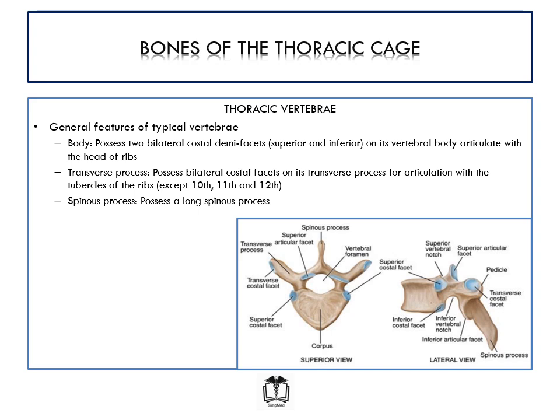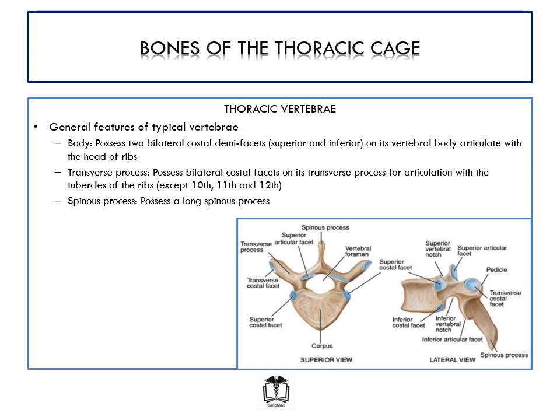Let's talk about the general features of a typical vertebra. So a typical vertebra would have a body to it. The body tends to be the anterior part of the vertebra. This is the body of the vertebra as shown here, also called the corpus. This is the body of the vertebra in a lateral view. The body of a typical vertebra tends to have two bilaterally placed costal demifacets, one superiorly, one inferiorly.